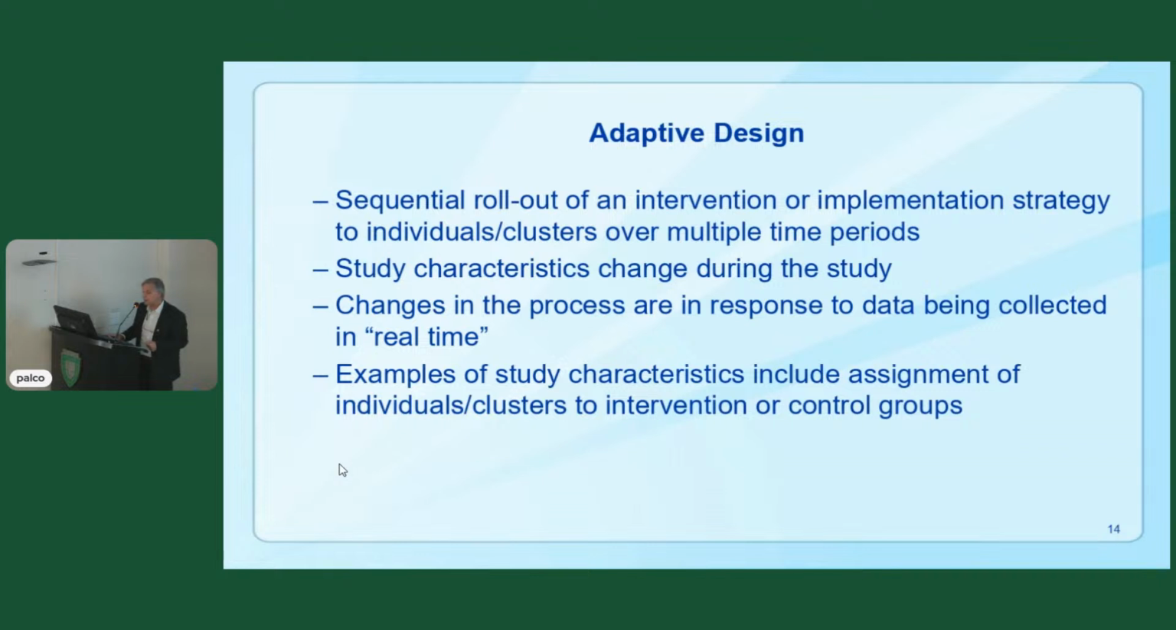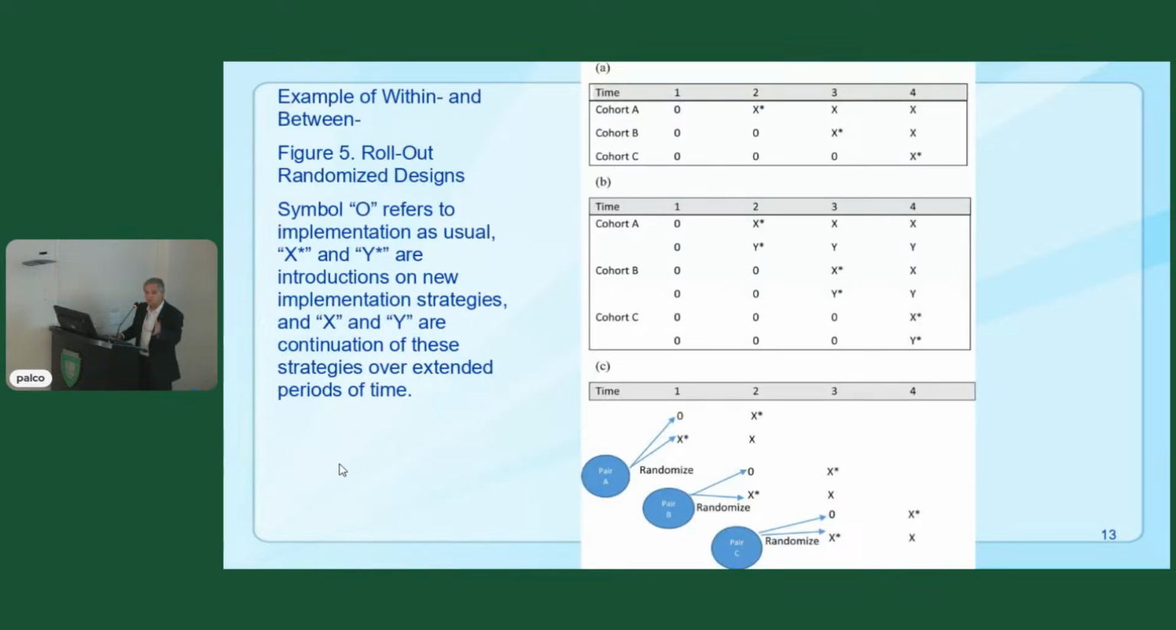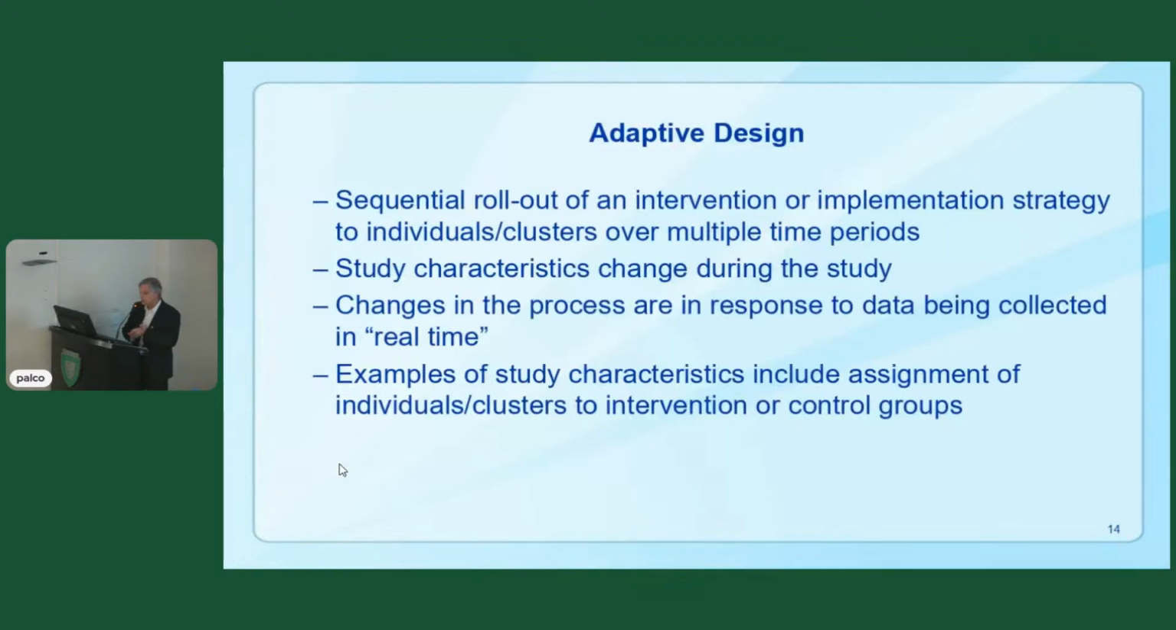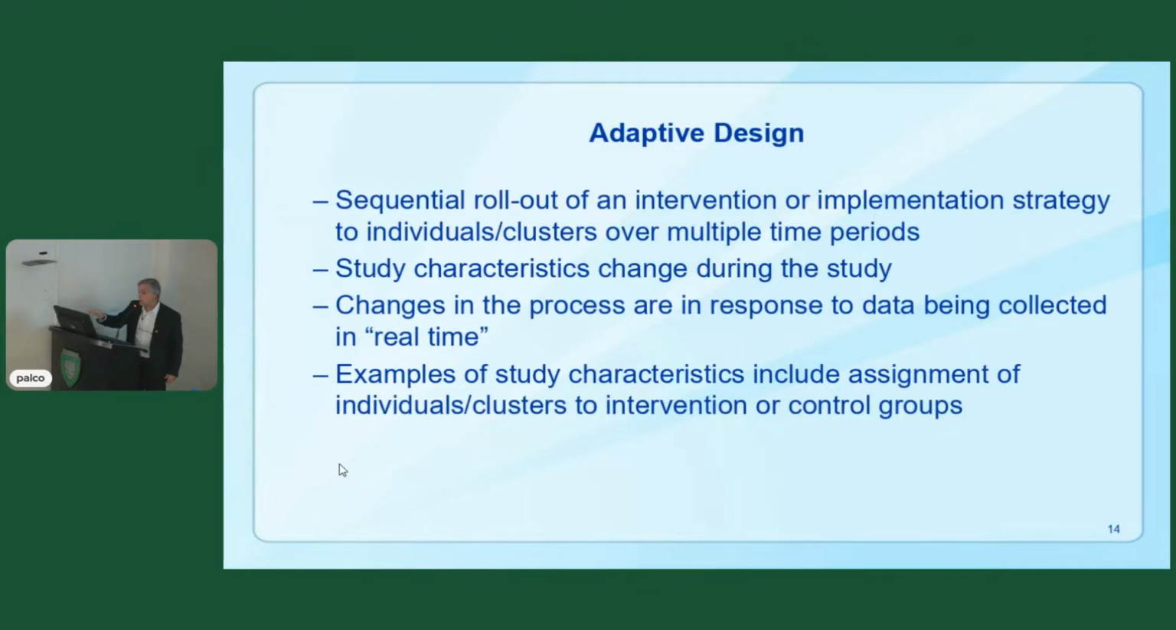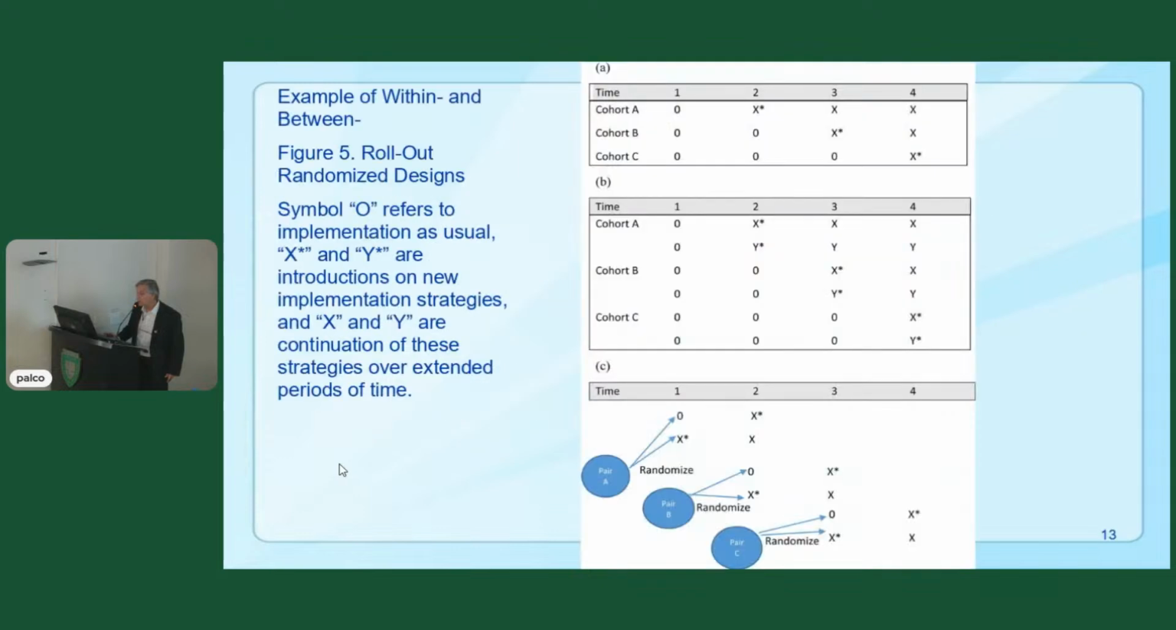Then there's something called adaptive design. So I showed you the head-to-head design comparing two different strategies. Here you have sequential rollout, like I mentioned. The sequential rollout is this one on the top. Everybody is 0, then little by little, at every point in time, there's sequencing row-wise. Columns are the steps of a step wedge. Remember the lecture on step wedge? So everybody gets that: sequential rollout of an intervention or implementation strategy to individual clusters over multiple time periods. That's exactly what I had here, right? On the very top.